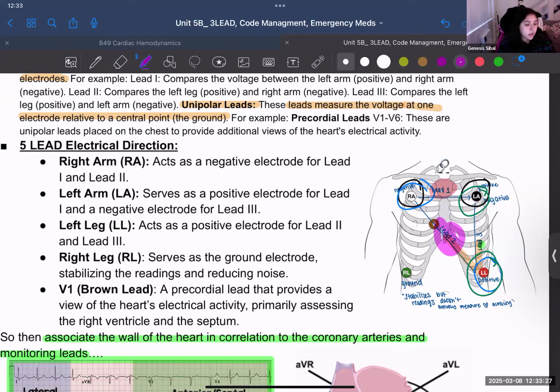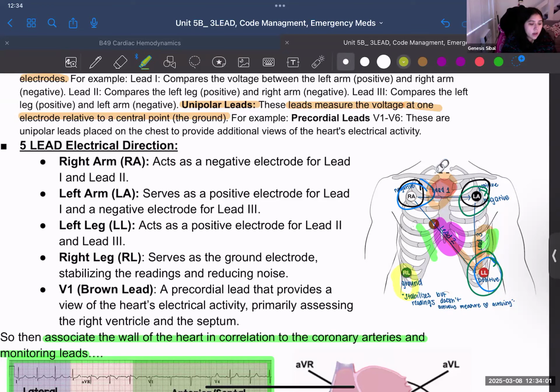In terms of the left arm, it serves as a positive electrode for lead 1, and then it serves as a negative electrode for lead 3, because again, the left leg is positive at the bottom. And obviously the left leg acts as a positive electrode for both lead 2 and lead 3, right? And then the right leg serves as a grounding electrode, so we know that it's there to help stabilize the readings.